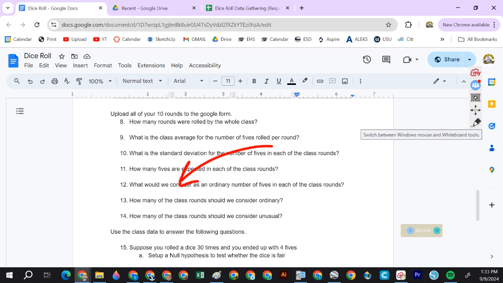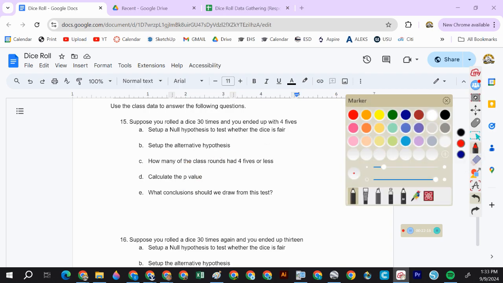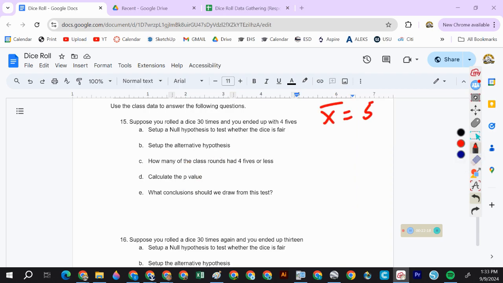Okay. So how many, oh, we already did that one. All right, so we are working with an average of 5.1, and a standard deviation of 2.2. And I'm going to round it to 2.2 just to make our lives easier. Okay, so set up a null hypothesis to test whether or not the dice is fair.